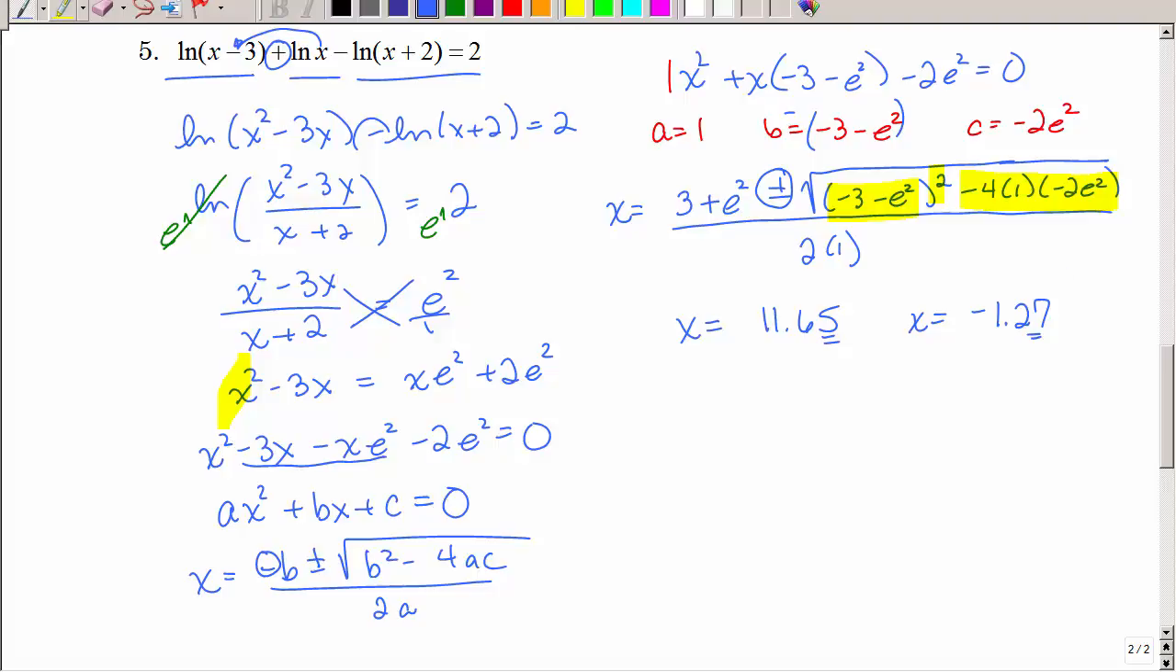Still not done, because now we have to check our answer back into the original problem. So if I take 11.65 and subtract 3, that's going to be positive. That's okay. Here, that's still positive. And if I add plus 2 to 11.65, that's definitely going to be okay to keep. So that's a keeper. Well, what about this one? Well, if I put a negative 1.27 in here for x, then I'm trying to take the natural log of something negative, which I cannot do. So that's an extraneous solution.